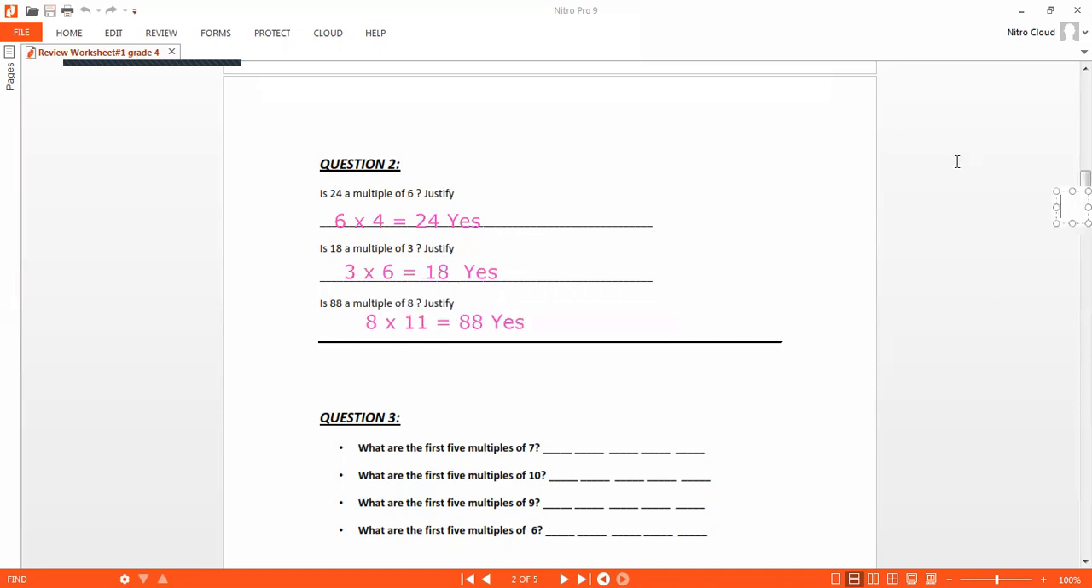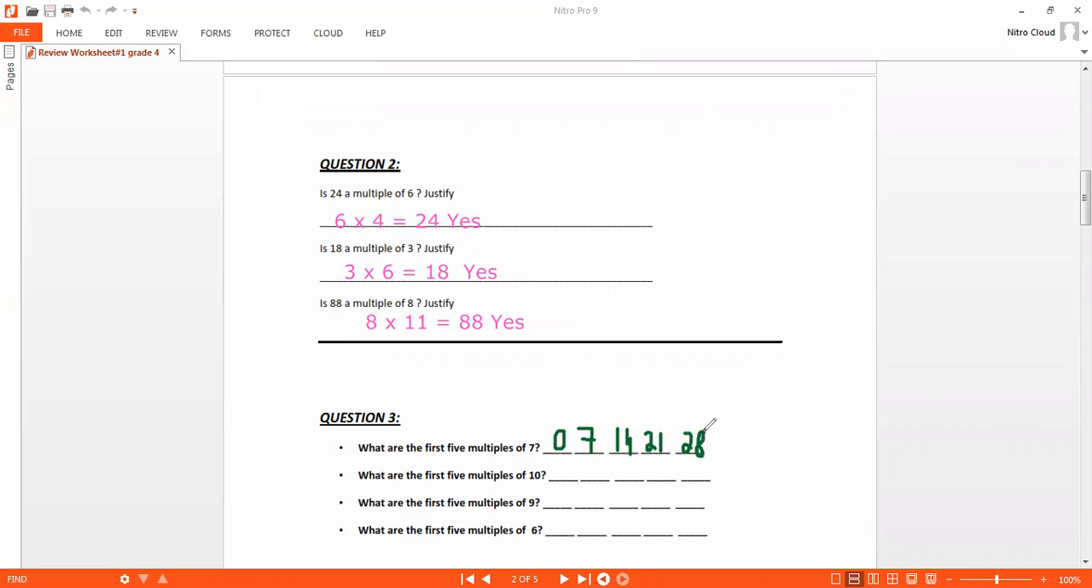Now let us count, in question number 3, the first 5 multiples of 7. We start multiplying. 7 times 0, it's 0. Let me change the color. Just a second. So 7 times 0, it's 0. 7 times 1, it's 7. 7 times 2, it's 14. 7 times 3, it's 21. And 7 times 4, it's 28.